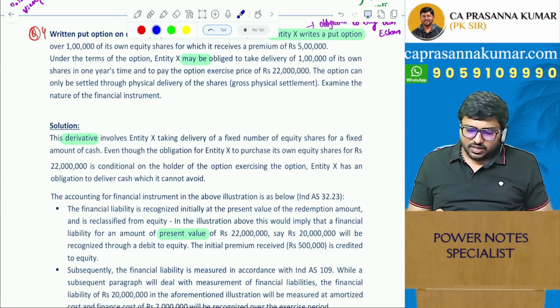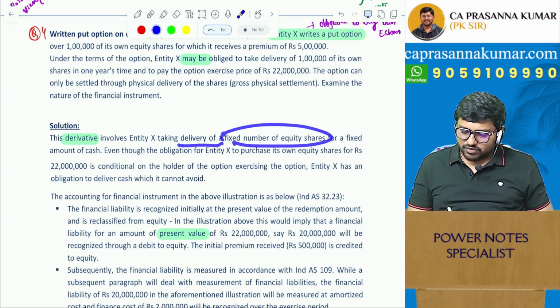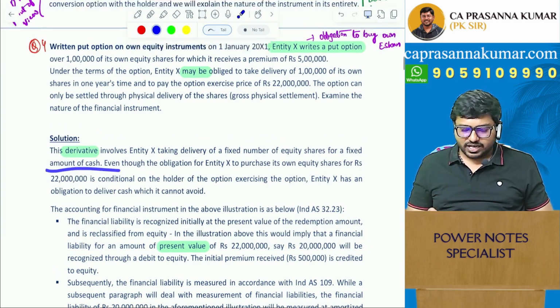Okay. Now tell me, this derivative involves entity X taking delivery of a fixed number of equity shares for a fixed amount of cash. Correct?